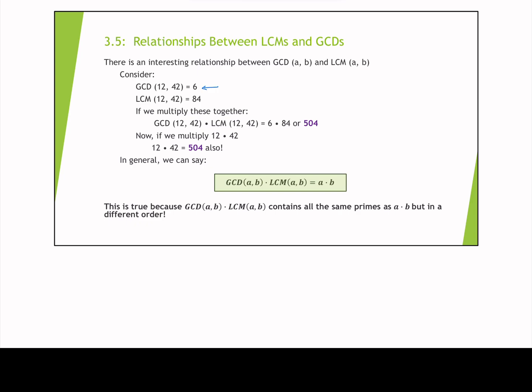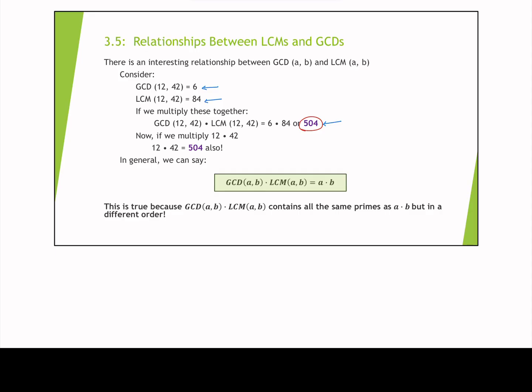The lowest common multiple between those same two values, 12 and 42, the LCM, turns out to be 84. So if we wanted to play around with these numbers just a little bit and multiply those two together, in this next step, we're asking you to explore that multiplication and say if you took the GCD of 12 and 42 and multiplied it by the lowest common multiple of 12 and 42, you would get 6 times 84, or in fact 504.